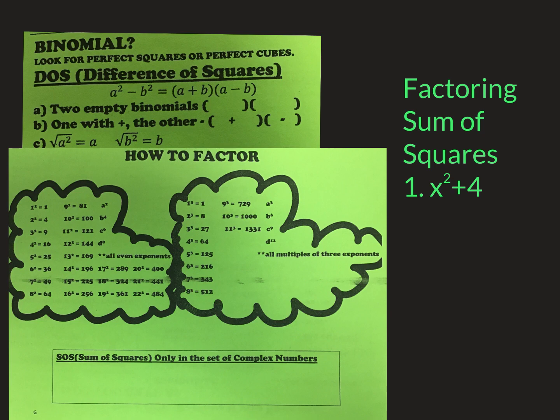Okay, the first thing that you're going to do when you're factoring a sum of squares is rewrite it as a subtraction problem. So I'm going to rewrite x squared plus 4 as x squared minus negative 4. And now I have a difference of squares. I'm going to use this formula over here. I have a subtraction sign. 4 is in this list over here. It's a perfect square. And I have a perfect square, a variable squared.